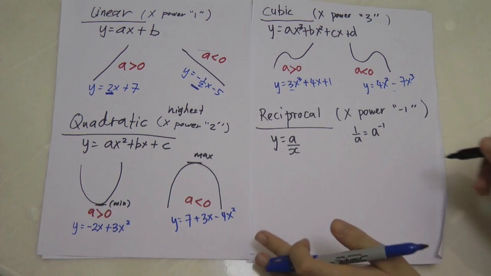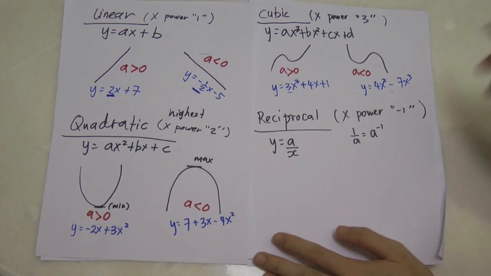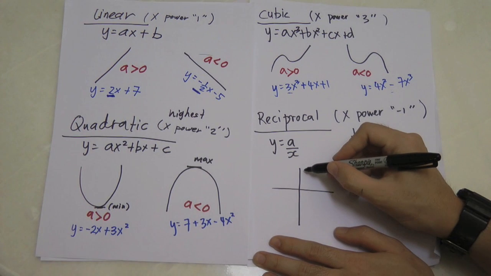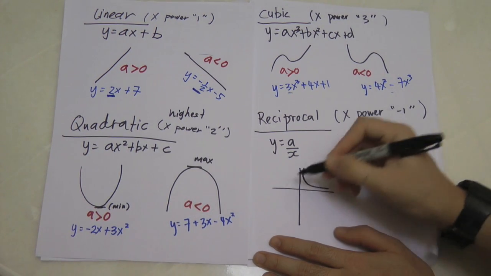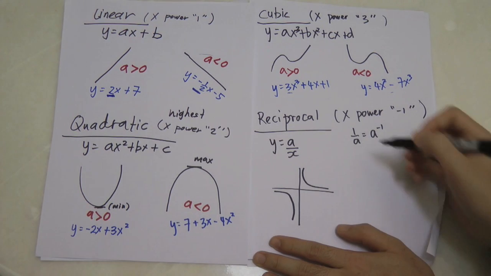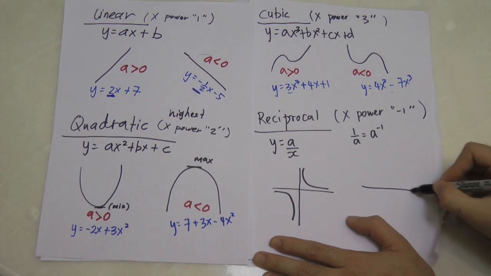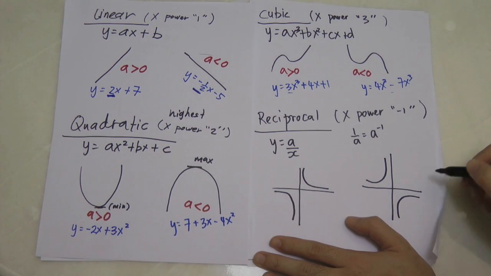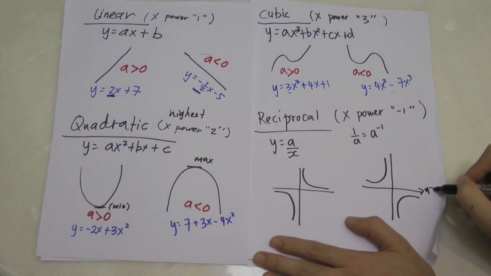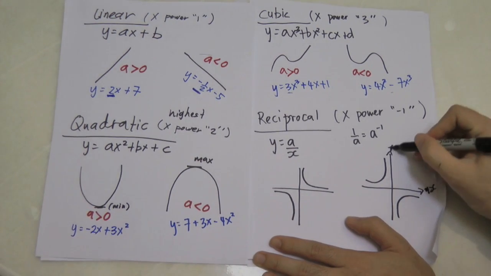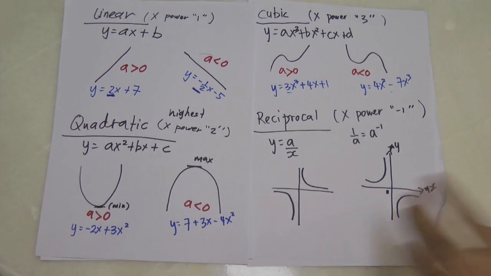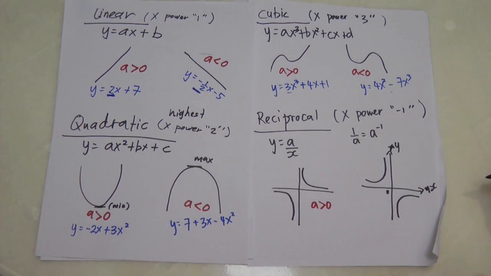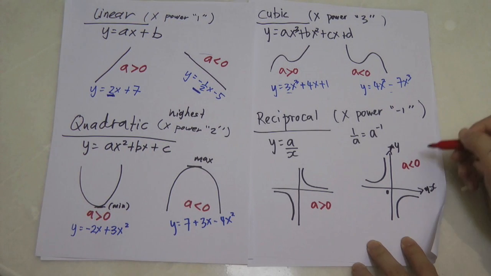And then the last one is the reciprocal graph. The reciprocal graph is slightly different from all the other graphs because it has two separate curved lines. When it's positive, the graph pattern will look like this, and when it's negative, the graph pattern will look like this, over here and over here. Of course this one is y, this one is x, as usual, and this is 0. So for the reciprocal graph, when A is bigger than 0, your graph pattern will look like this. When A is less than 0, your graph pattern will look like this.